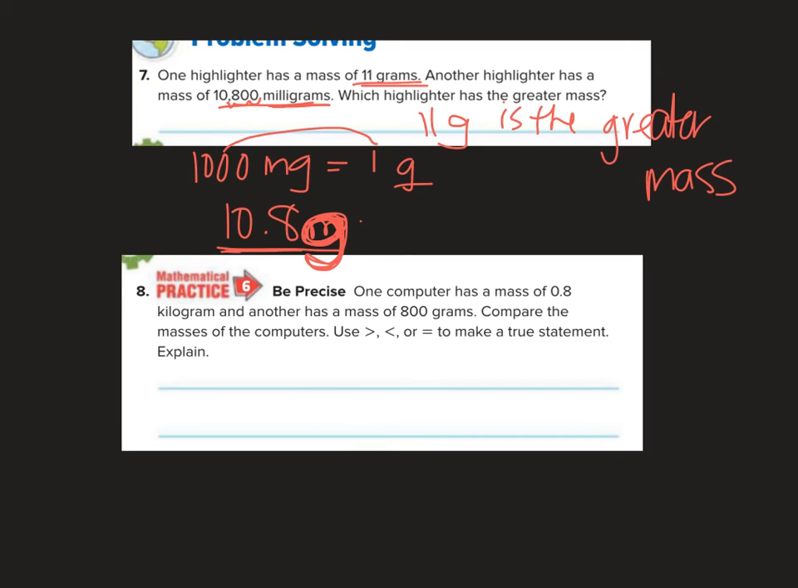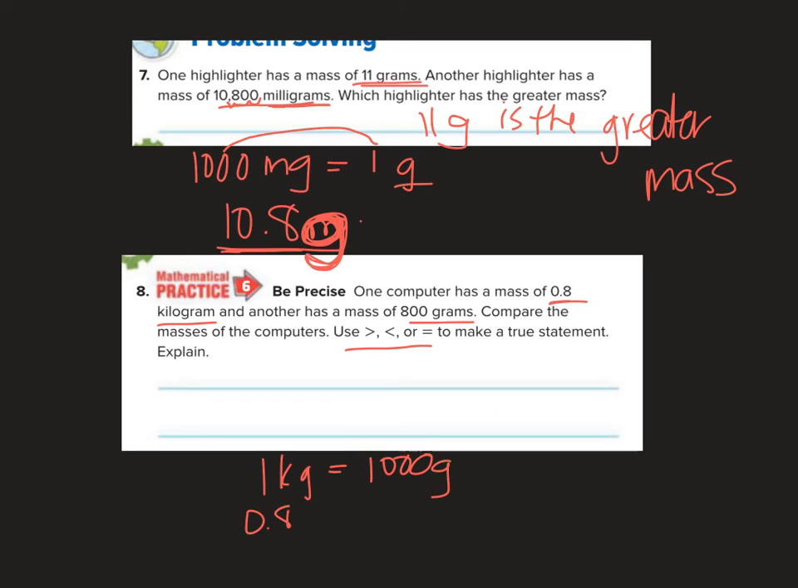One computer has a mass of 0.8 of a kilogram, and another has a mass of 800 grams. Compare the masses of the computers, right? Mass, we kind of think of weight, mass and weight. It's not the same, but similar. We need to use our inequality symbols to make a true statement. Okay, so I'm going to change my kilograms into grams. So 1 kilogram equals 1,000 grams.